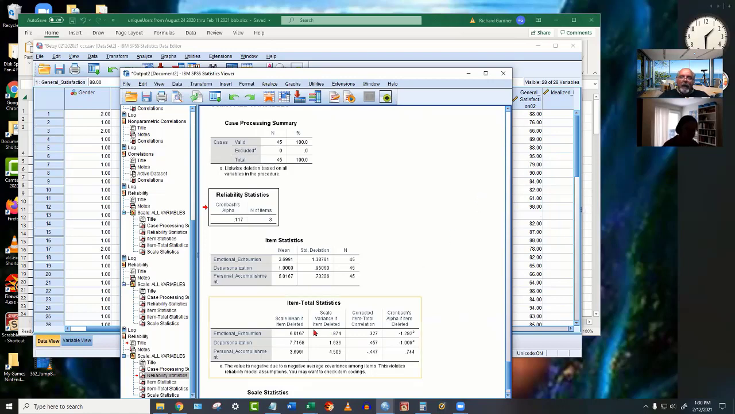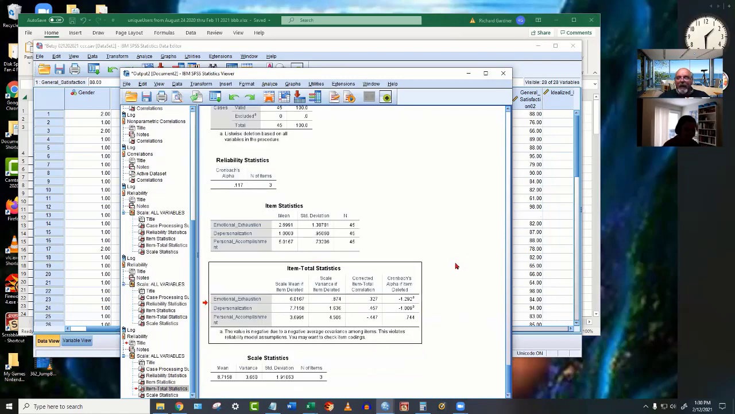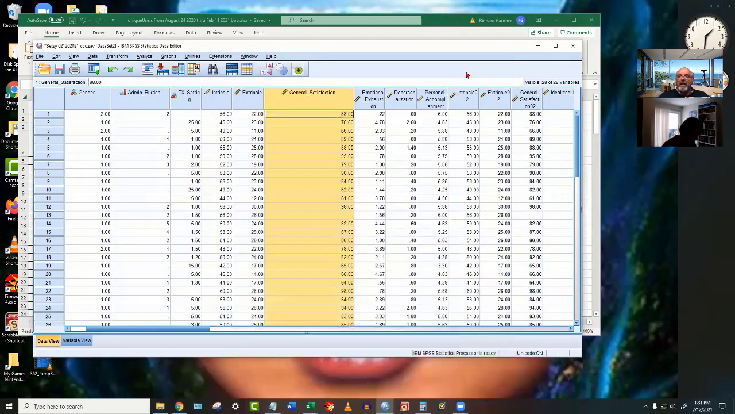If you look down here, it says if you deleted one of them, if you deleted emotional exhaustion, your Cronbach's alpha goes really crazy. Same with depersonalization. But if we deleted personal accomplishment, then this would be an acceptable one. So if you got rid of personal accomplishment, these other two would be working together well enough. That makes sense. I wanted to see if it would do that, because personal accomplishment is a positive feeling where the other two are negative feelings. If that is the case, you can reverse code on your own.